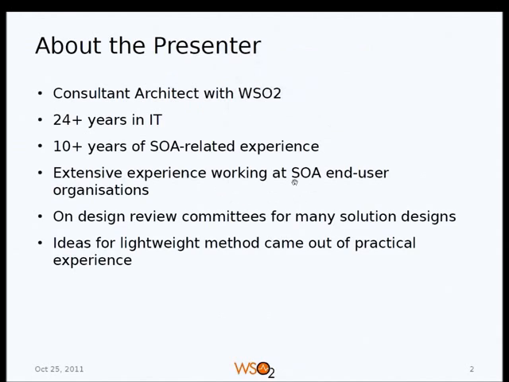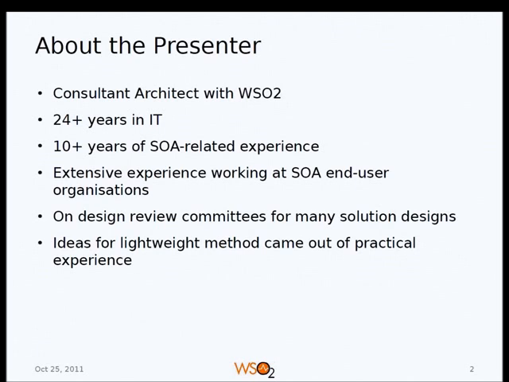About myself, I'm working currently as a consultant architect with WSO2 and I've almost completed a quarter century in IT. I've been in Australia for the last 15 years working with very large companies in the financial services sector. At least the last 10 years of my experience have been in some way related to SOA. I must say I've had a lot of experience working at end user organizations that have been implementing SOA projects internally as opposed to vendors.